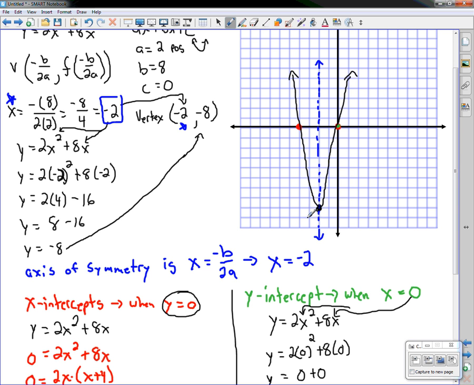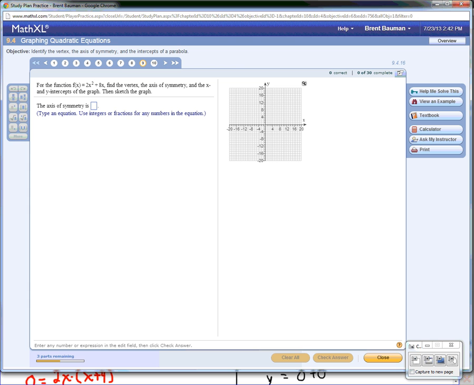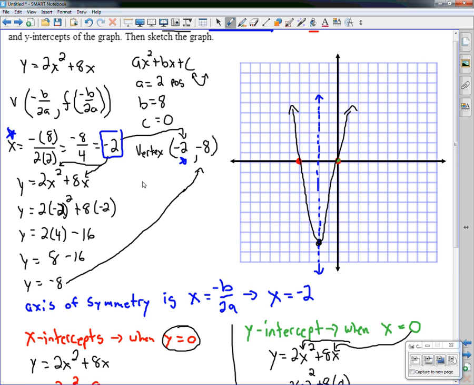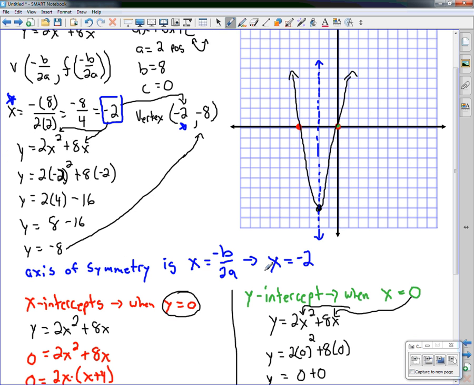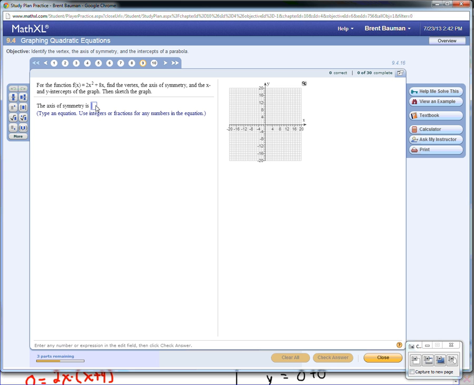Okay, so let's go ahead and try this in Math Excel with all of our information. So the first thing we're going to do is our axis of symmetry. So let's go back to our work. And our axis of symmetry is x equals -2. So you want to go ahead and make sure we plug in x equals -2. That doesn't tell us the x value yet.